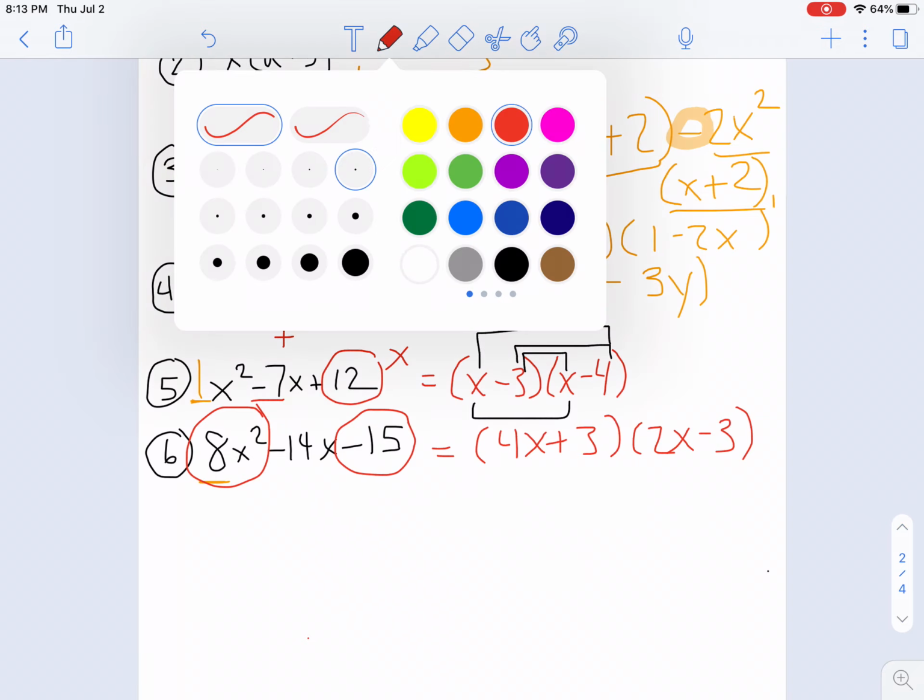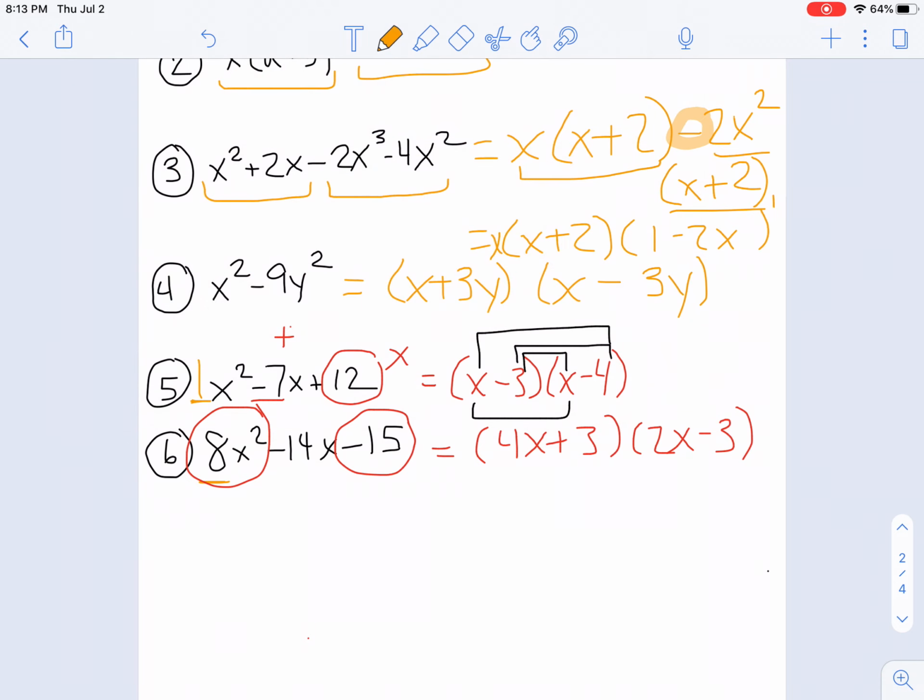Decomposition works every time, but it involves a little bit more work. So with decomposition, what you're doing is trying to find two numbers that multiply to the product of 8 times negative 15. So when you multiply those, you get negative 120. And then they have to add to negative 14x. So I'm thinking about breaking down negative 14x as negative 12. Nope, that's not going to work.